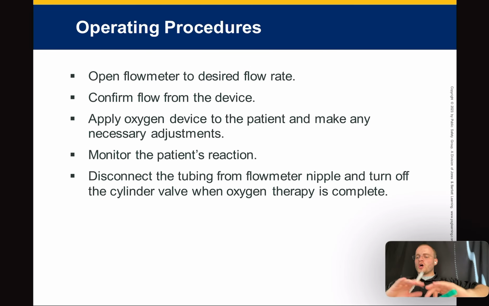Now, you're going to open the flow meter, so you're going to set it at 2, 3, 4, 5, 10, 12 liters, 15 liters, whatever you decide. Make sure it's actually flowing from the device into whatever you're using. I've turned on the nasal cannula before, but I didn't have the nasal cannula attached to the wall. So make sure that at the end of the nasal cannula or the non-rebreather, there's air coming out. You might have to adjust this.